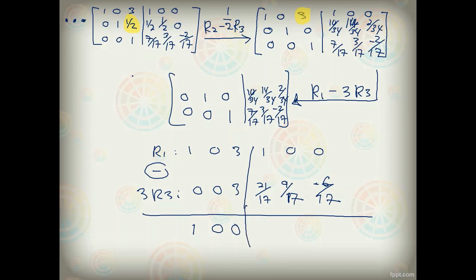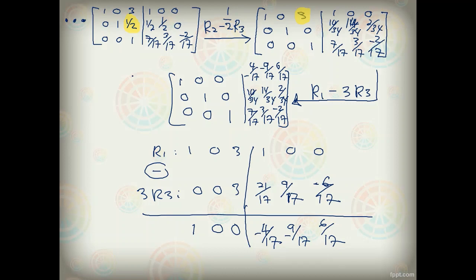17 minus this, you get 4 over 17. 0 minus this, you get 9 over 17. Minus 9 over 17, you get this 6 over 17. Right, so transform this back to the matrix. So you get minus 4 over 17, minus 9 over 17, 6 over 17.